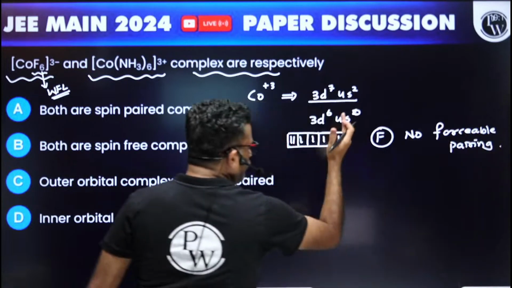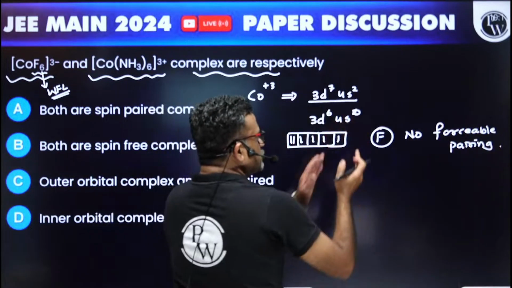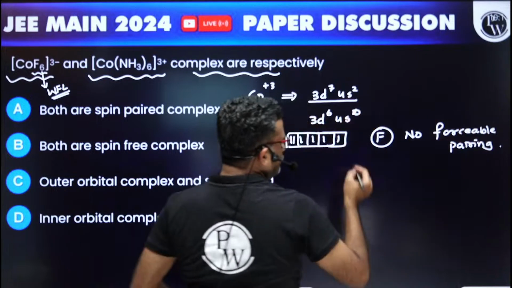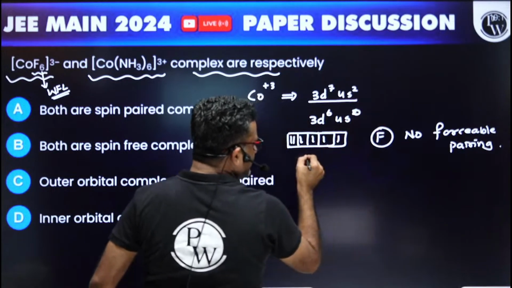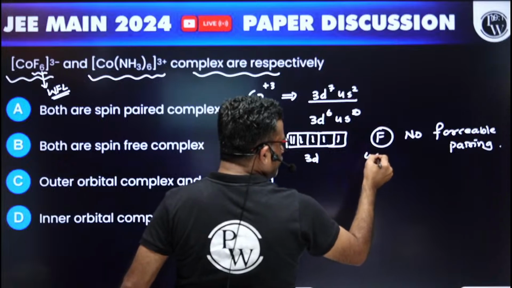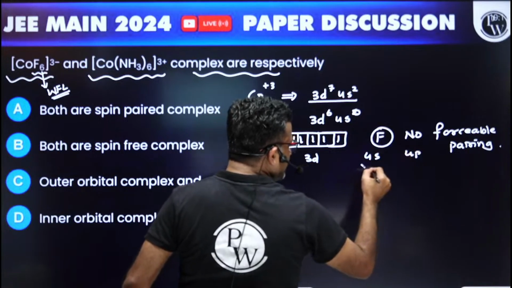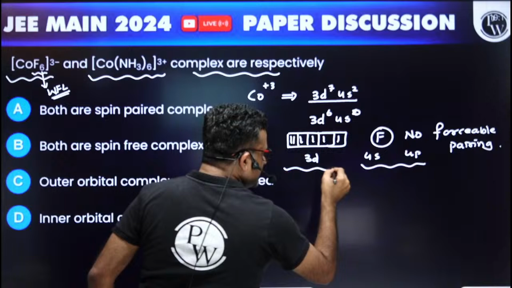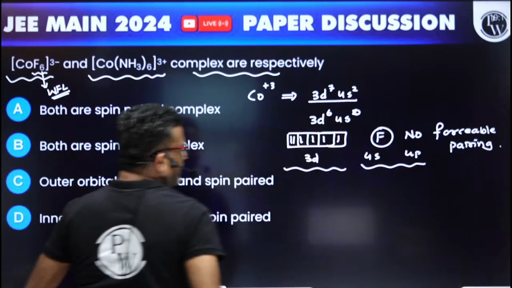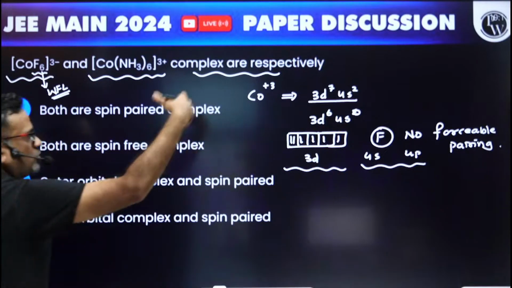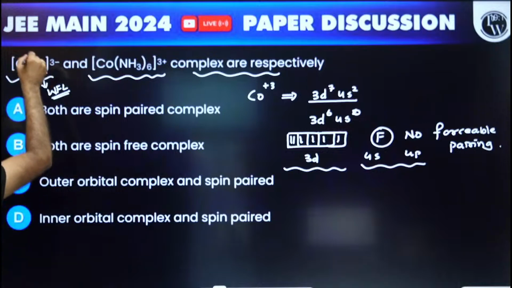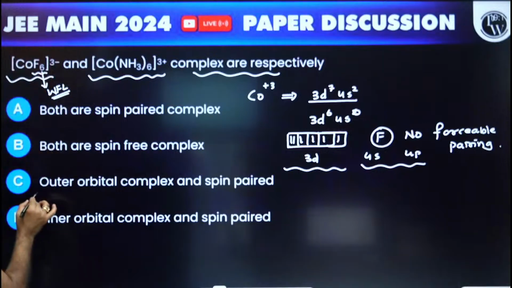If there is no forcible pairing, the fluorine has to choose right from the orbitals here. Which are those orbitals? After 3d, it has to choose 4s and 4p orbitals, but definitely not 3d orbitals. So it will not be an inner orbital complex. It has to be an outer orbital complex. So CoF6 3- is an outer orbital complex.